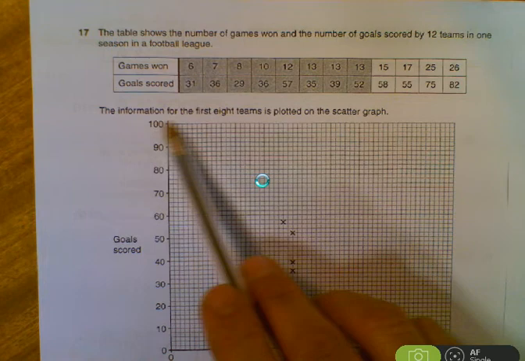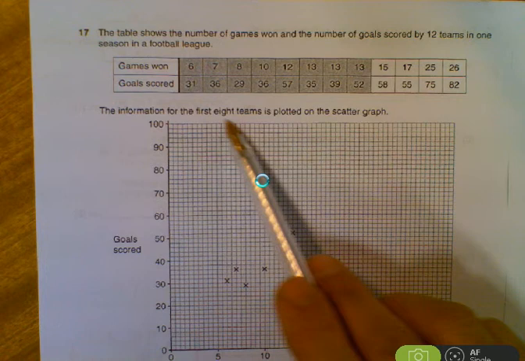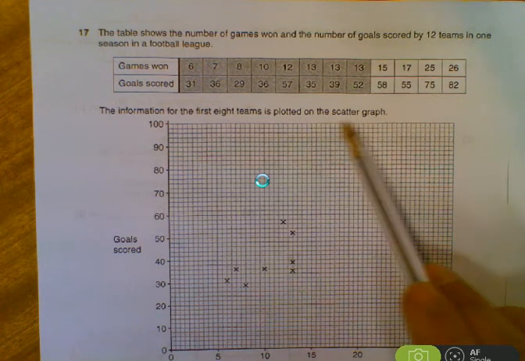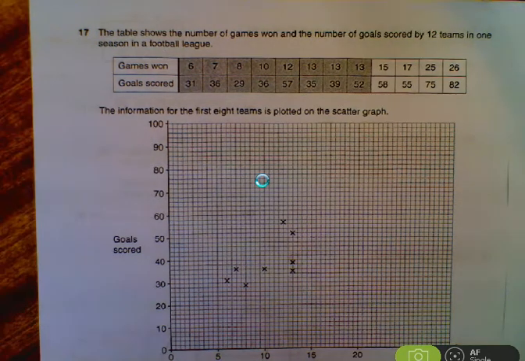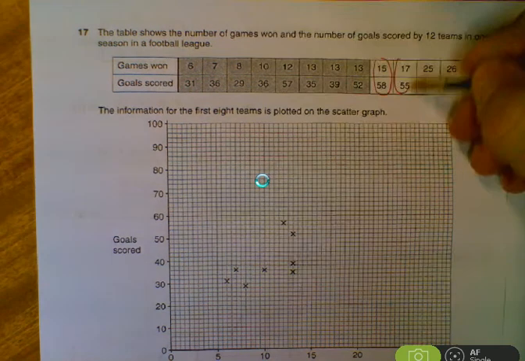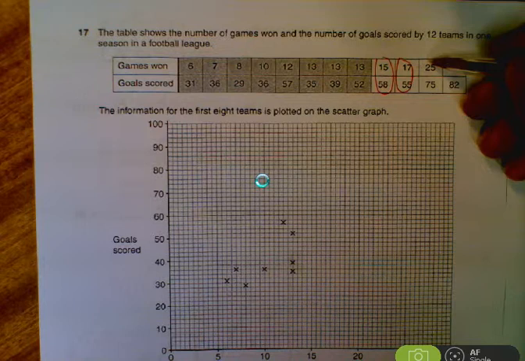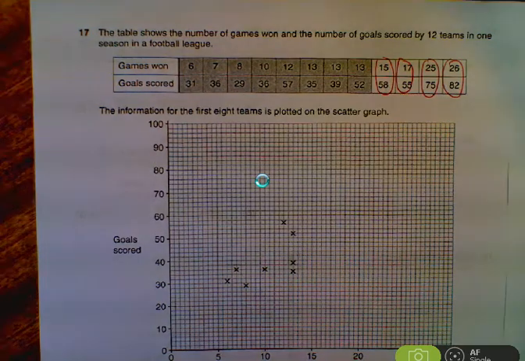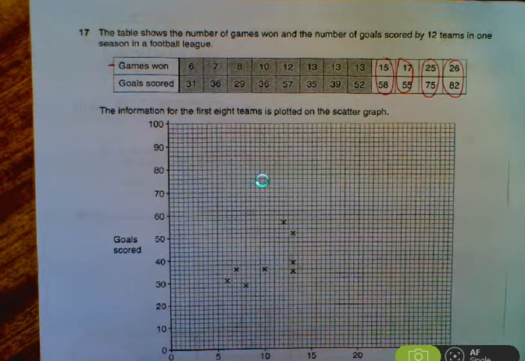So the information for the first 8 teams is plotted on the scatter graph. So there's 8 crosses on there. Part A, which is just off the bottom of my screen, says complete the scatter graph. So I need to plot each of these 4 points up here. So I need to make sure that I'm clear on which axis is which. So games won is along the bottom.